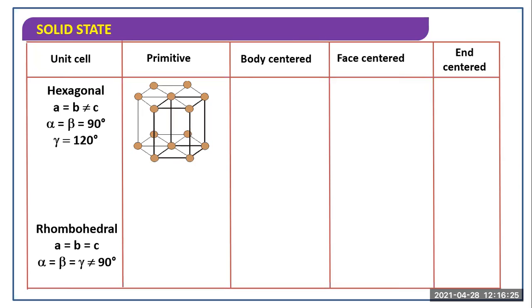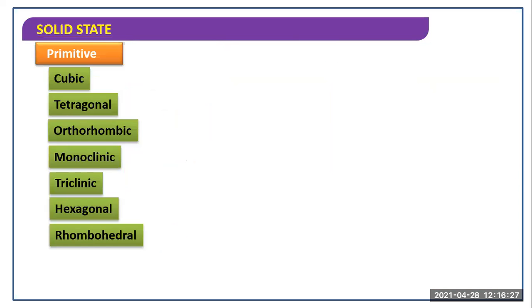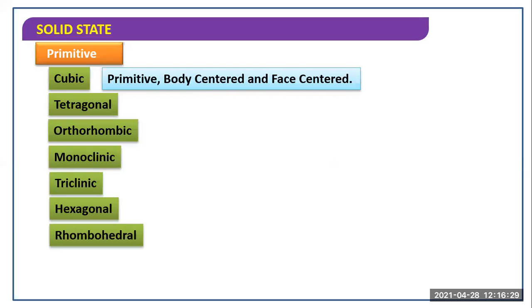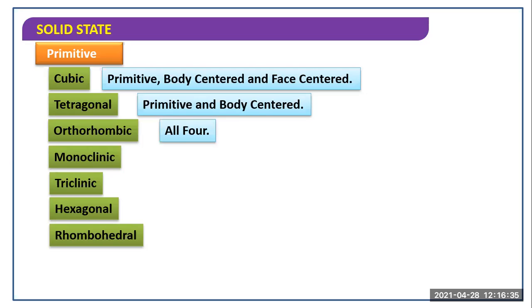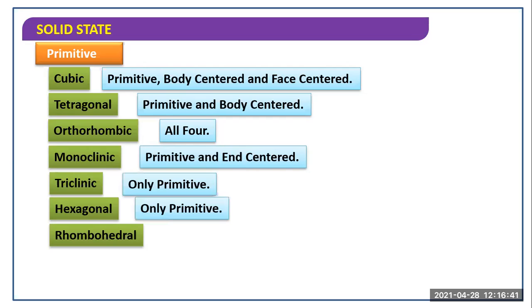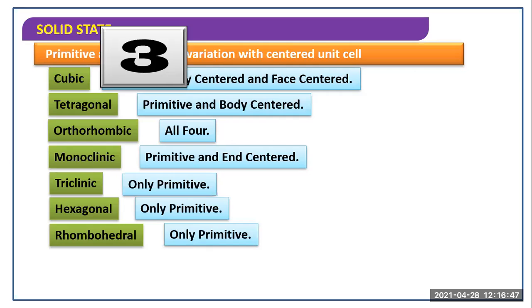This is hexagonal, rhombohedral. Okay. So primitive, body center and face center. Primitive, body center, all 4, and this primitive and end center. Monoclinic is there. Triclinic only primitive. Hexagonal only primitive. Rhombohedral only primitive. Clear?